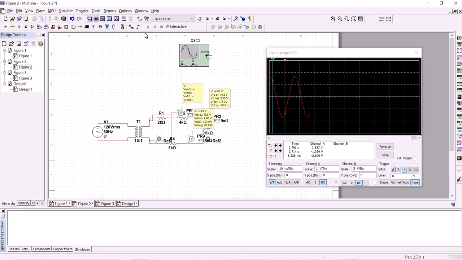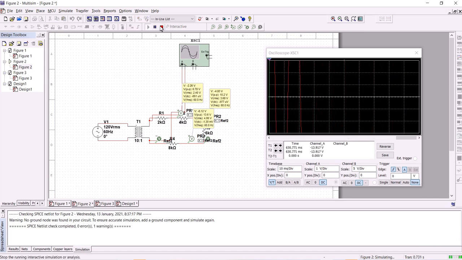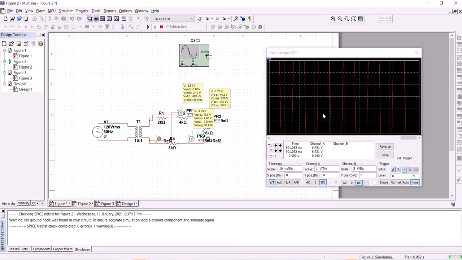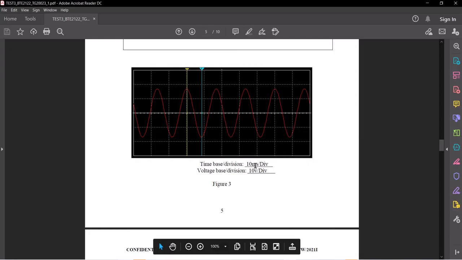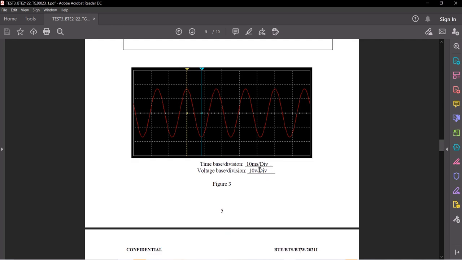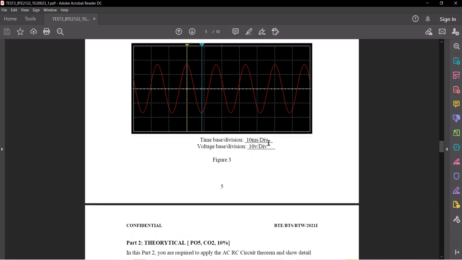Okay, so this is our graph here, but since we cannot see the whole graph, I try to increase the scale. So okay, now this is the graph and the waveform of secondary voltage. So the scale is 10. The time base is 10 millisecond per div. Voltage base is 10 volts per division. So now let's go for part 2.